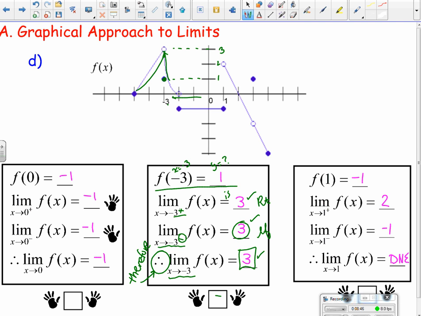So on this side, we can say the limit from the left and the right agreed, and we get 3. On this one, we notice from the right side, we were at -1. From the left side, we were at -1. Therefore, very important, the limit does exist as x approaches 0. So the left side and the right side were equal.